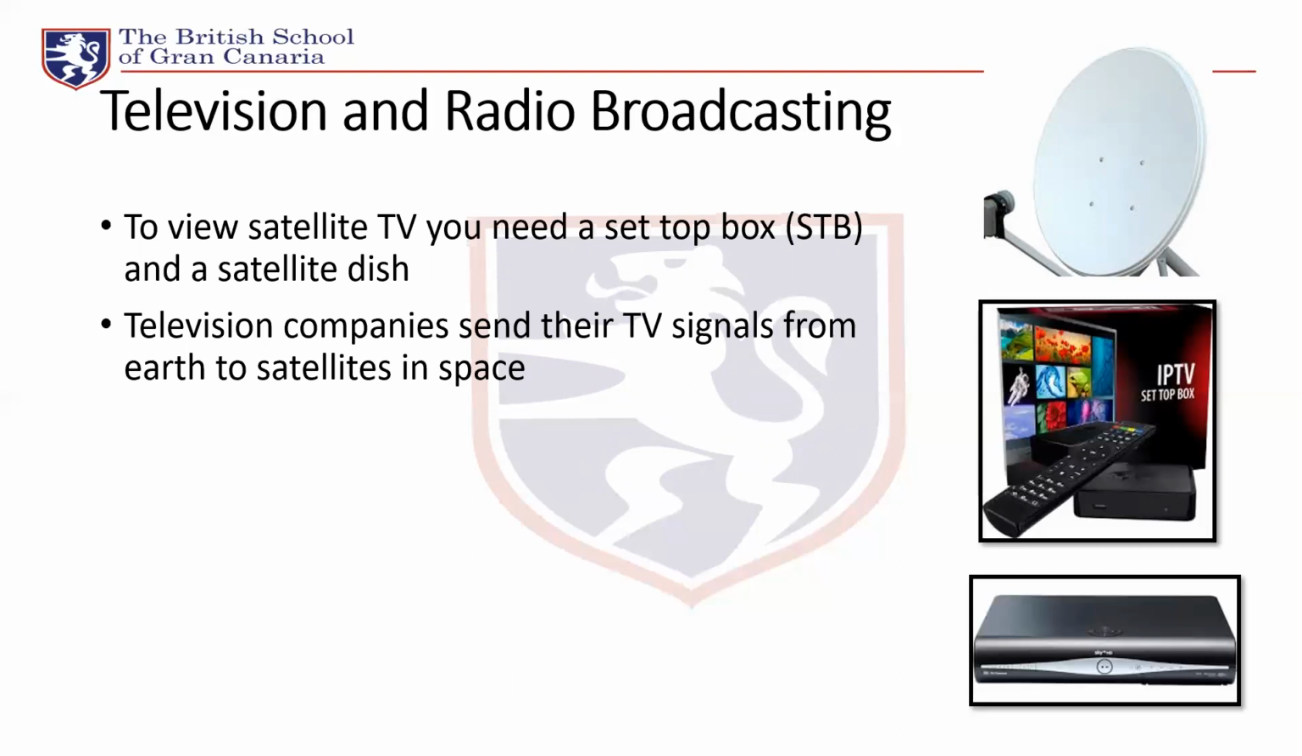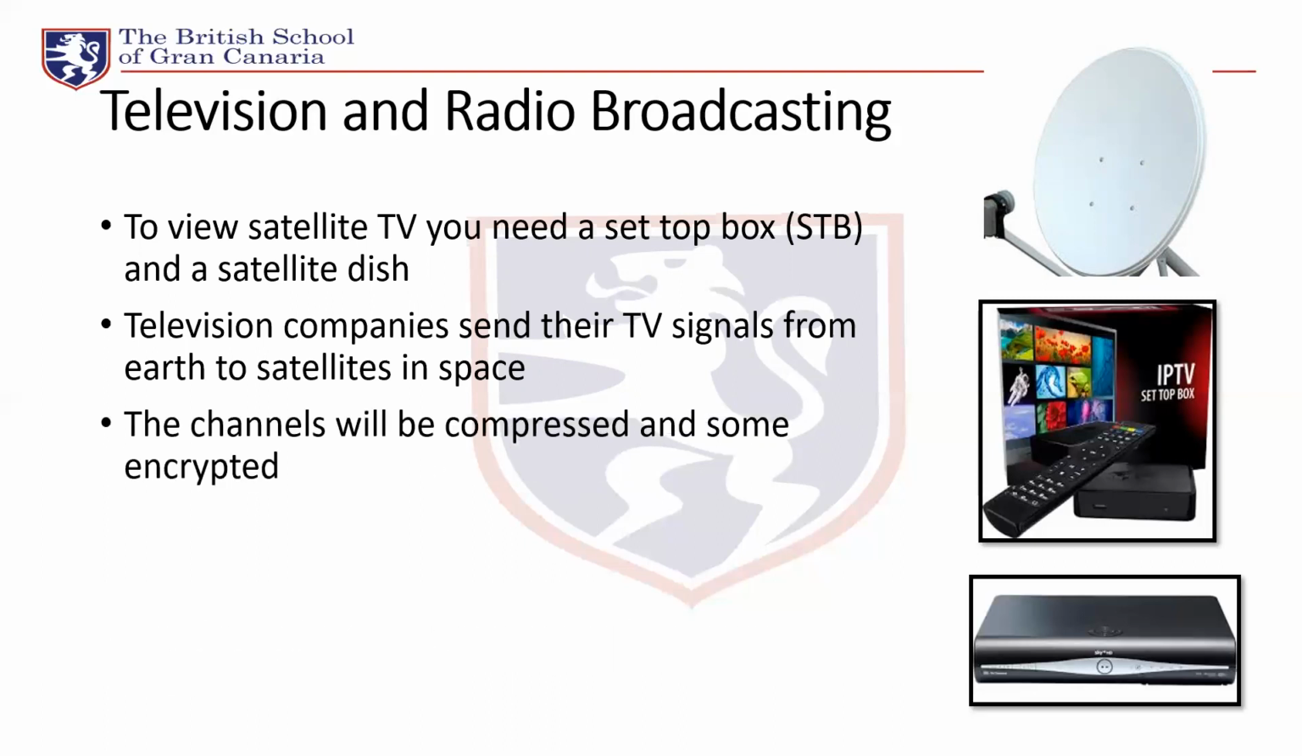Television companies send their TV signals from the Earth into space, and then the channels will be compressed and some encrypted. Obviously, there has to be encryption because people have to pay a subscription. But then there are some other channels that you have to pay extra for, so they encrypt them. Or maybe there's live sporting events that you have to pay for, so they would encrypt that until you've paid the subscription. Now, in terms of cable, I have seen set-top boxes that have been completely decrypted, but with satellite, never seen that, which is really strange.